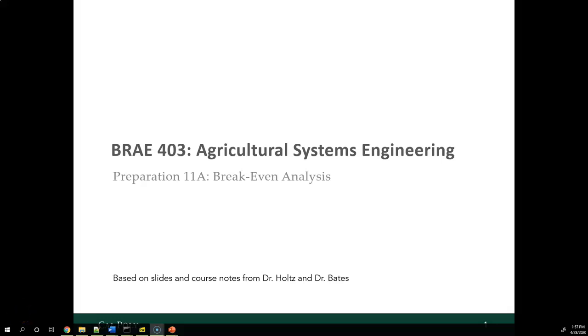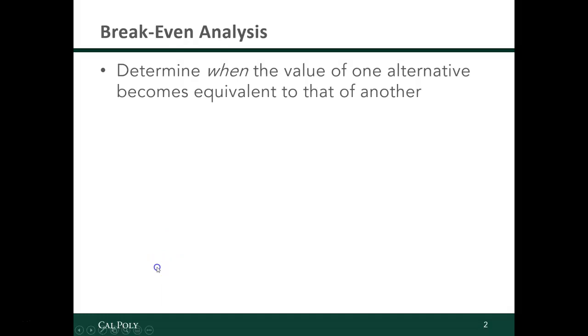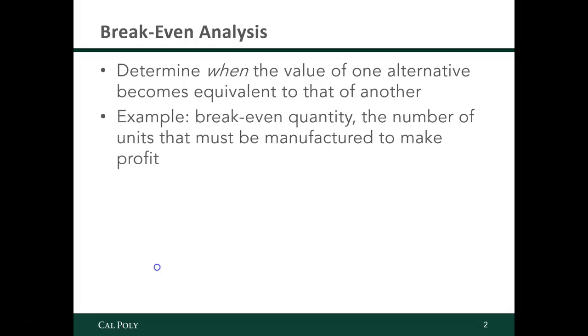The first part of today's preparation is about break-even analysis. Break-even analysis is when you determine when the value of one alternative becomes equivalent to that of another. So it's not that we have two alternatives with everything being the same or fixed values. There's some variable, whether it's time or number of units produced within a certain amount of time. Something is variable in the alternatives, and we need to figure out what value of that variable makes the two alternatives become equivalent. So let's do it by example.